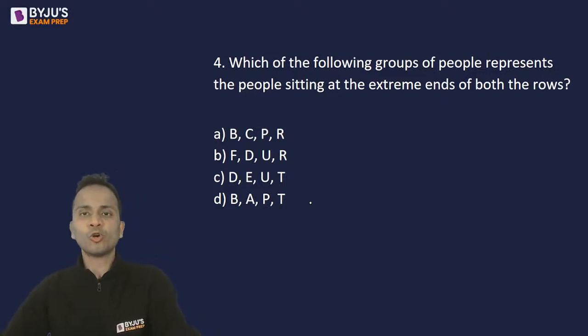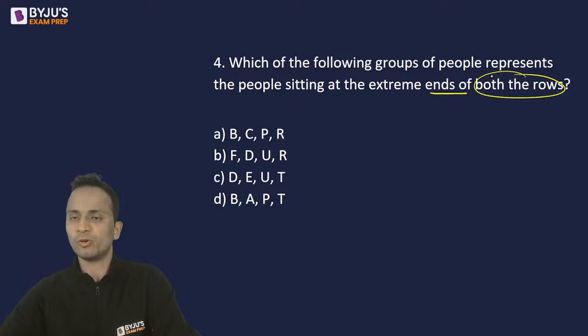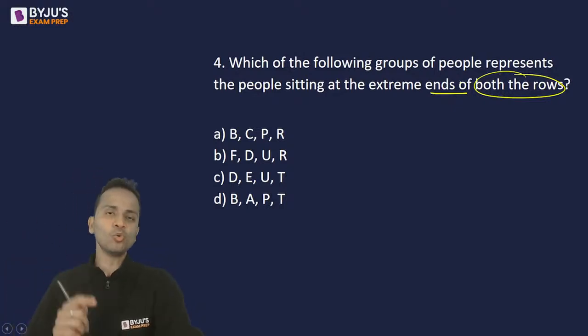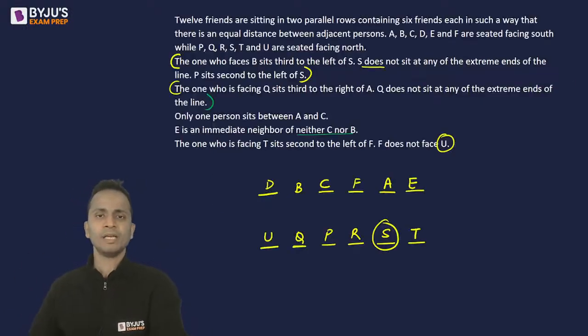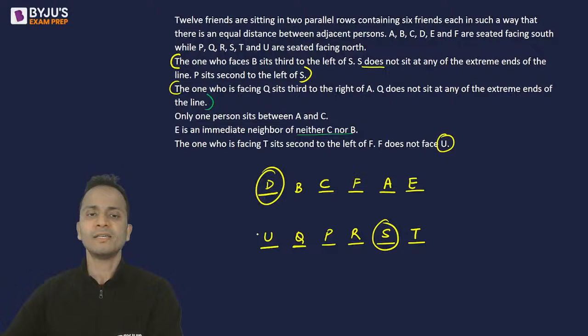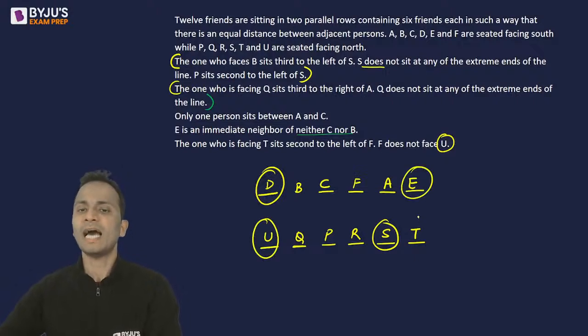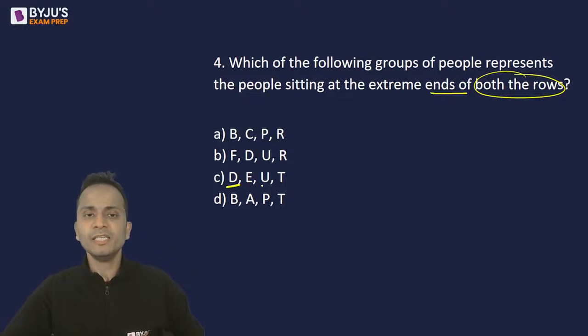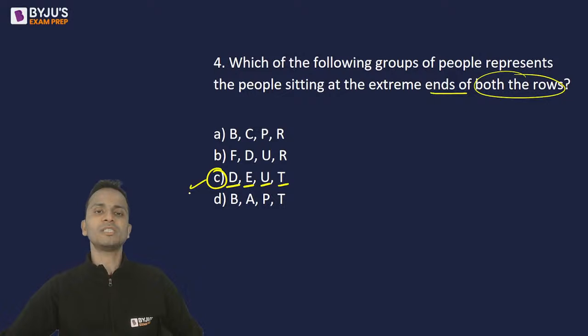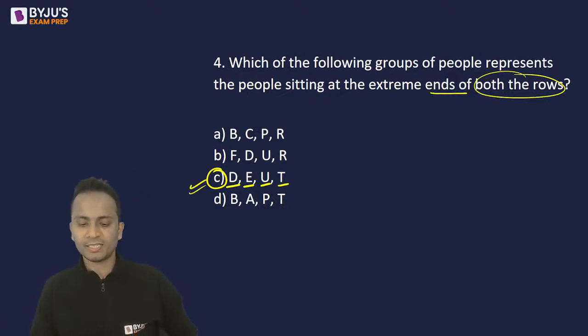Which of the following groups of people represents the people sitting at extreme ends of both the rows? So there are two rows, so there will be 4 people who will be at the extreme ends. We'll have to identify all 4 of them. So they are D, U, E and T. Option C is absolutely correct.